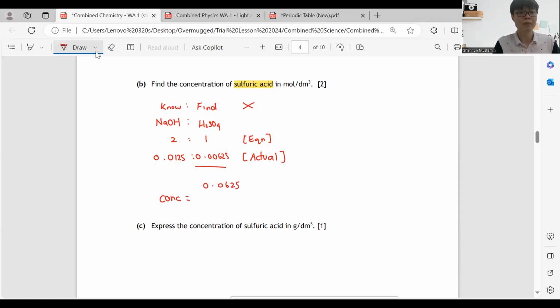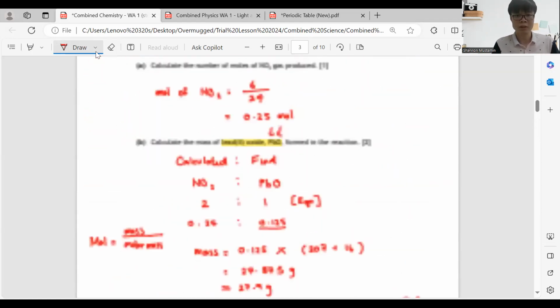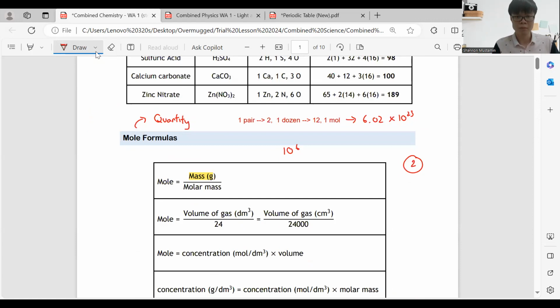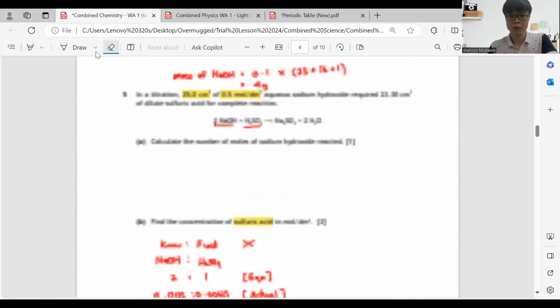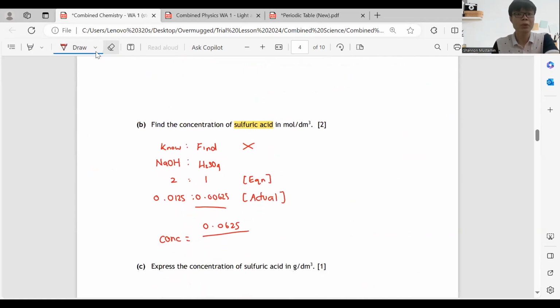Concentration equals mole divided by volume. According to the formula, I bring you all back to the formula. Mole equals concentration times volume. If you want concentration, you bring over and divide. Or actually, you can just look at the units also. That's another way. Concentration unit is mole per dm cubed. This formula you don't need to memorize. Mole is in the numerator, dm cubed is in the denominator. So just take mole divided by volume. One less formula to memorize.